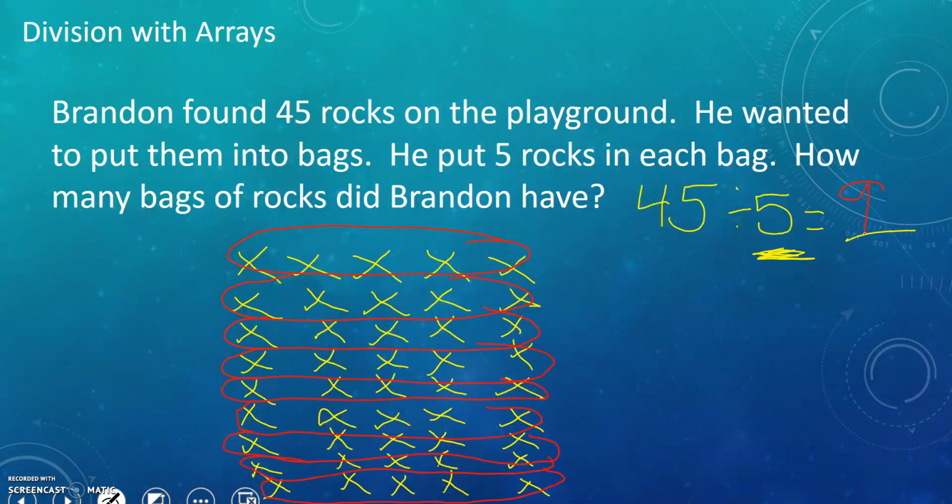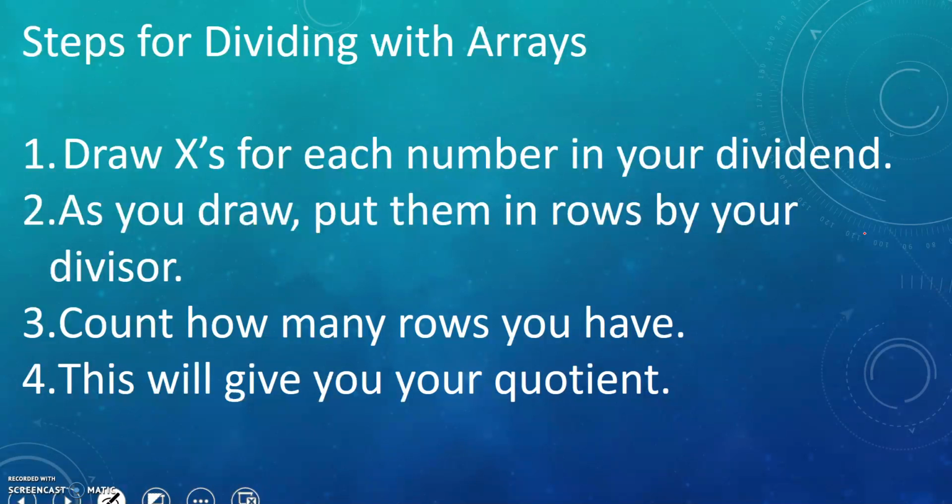So let's take a look at our steps. Draw X's for each number in your dividend. Remember, that's your big number. Then, as you draw, you put them in rows by your divisor, your smaller number. Count how many rows you have, and this will give you your quotient. I hope that dividing with arrays will help you organize a little bit better when you are grouping.